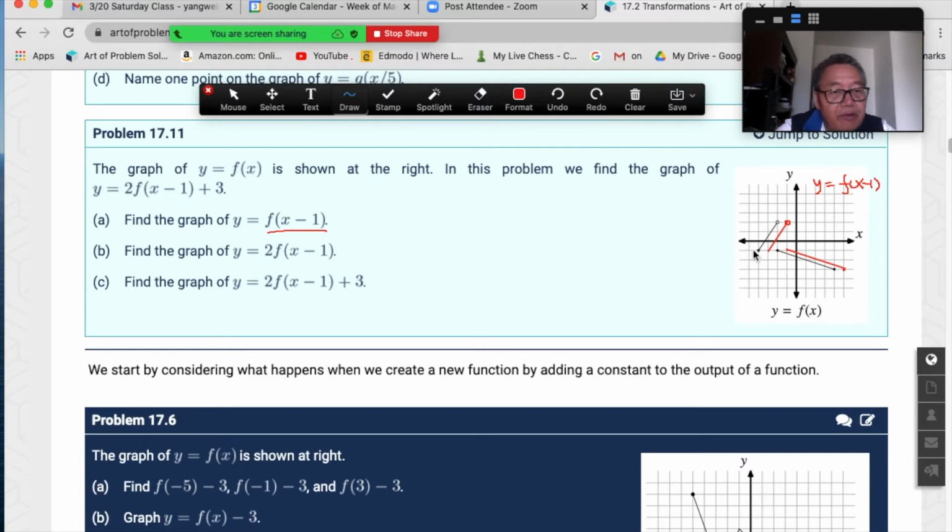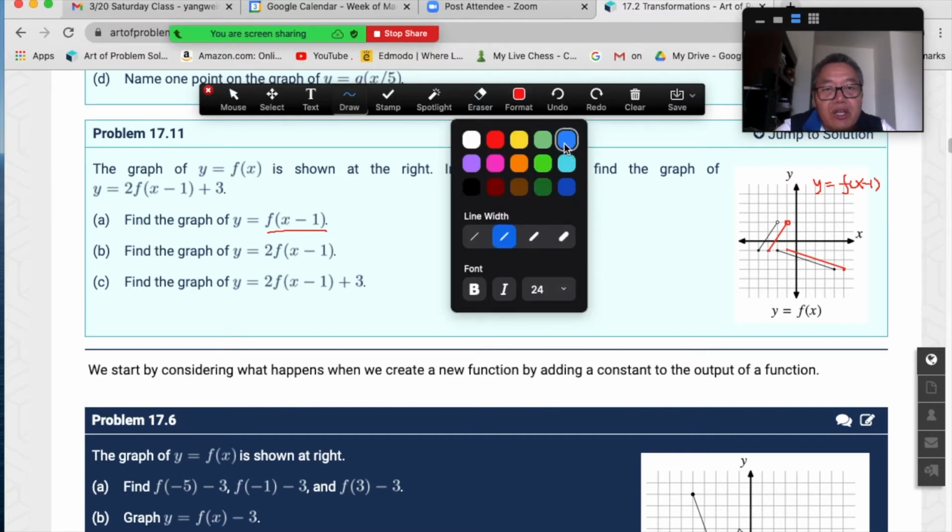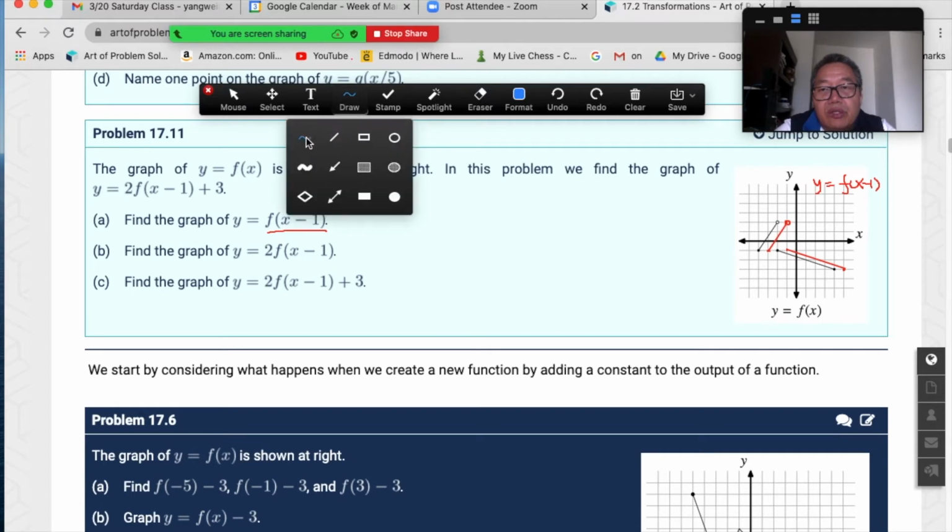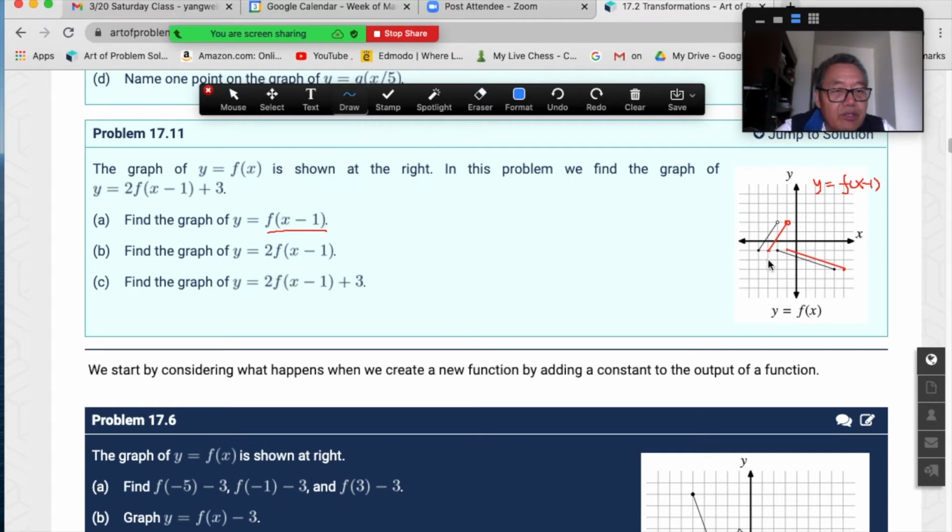Say for this one, that's -1. This y coordinate, this point, is -1. -1, then times 2, you get -2. So now let me change color, use blue. That point will be changed to here, because this one's -1, then times 2, will go to -2.